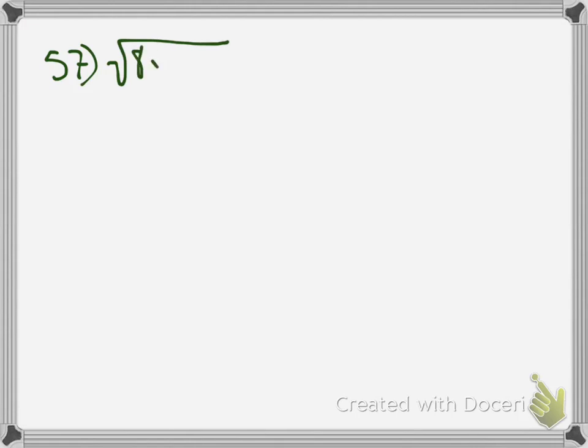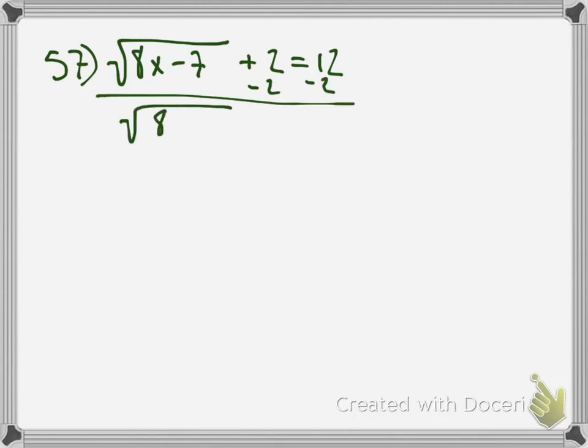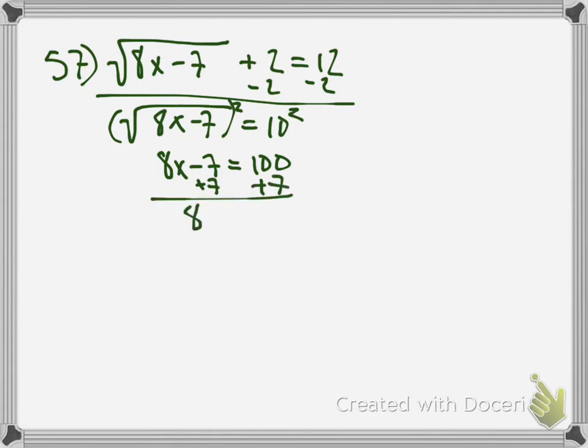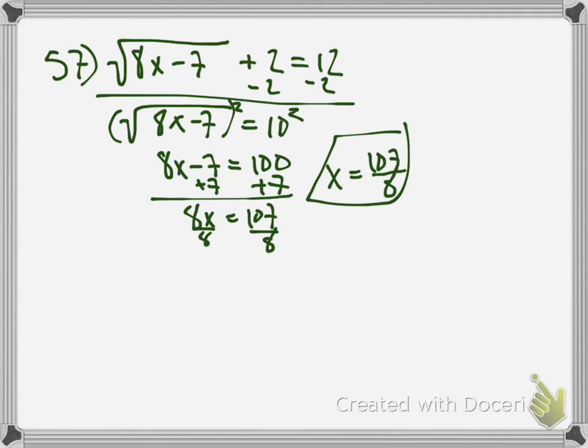Okay, 57, same thing. I'm going to say subtract 2, and then I'm going to say square that. So 12 minus 2 is 10. Then I can square it. 10 squared is 100. Then I can add 7 and divide by 8. And again, it kind of just keeps getting easier and easier from there. So really no different. Your final answer is 107 over 8.